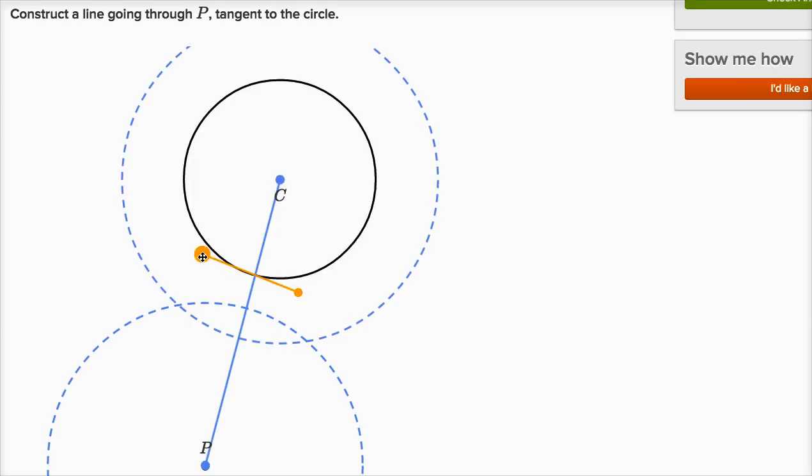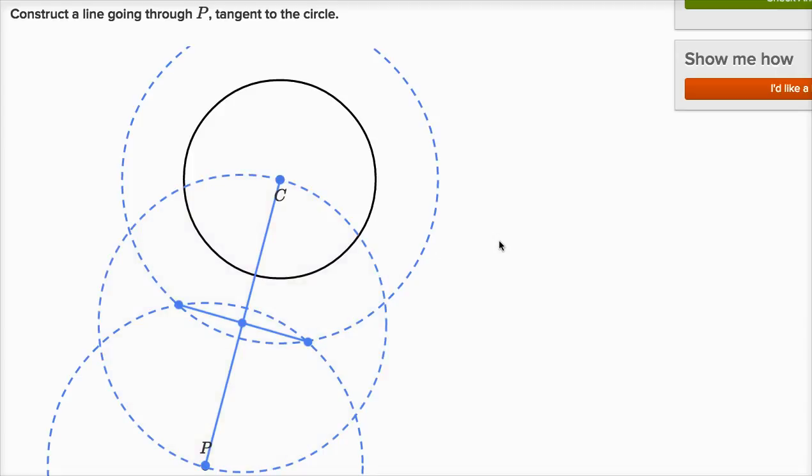So actually, let me draw that. If I draw a line that looks something like this, this right over here is a perpendicular bisector of segment CP. Now what we really just care about is that it is bisecting it because we wanted to find the midpoint. And now that we have found the midpoint of our segment, we're ready to construct that circle I talked about. A circle centered at the midpoint, and it has CP as a diameter.